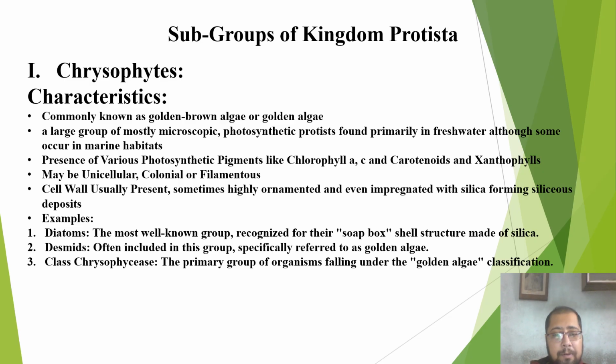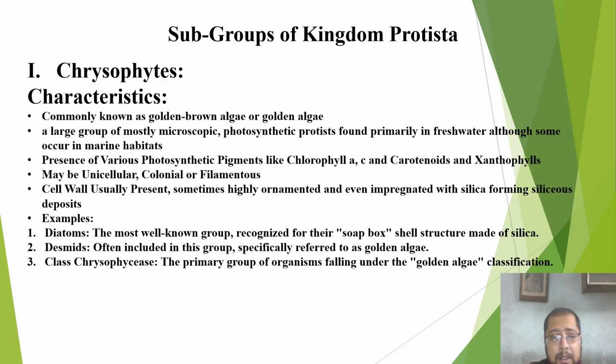They have a large variety of photosynthetic pigments like chlorophyll a, c, carotenoids like beta carotene, and xanthophylls like myxoxanthin, diatoxanthin, diadinoxanthin, fucoxanthin, etc. They may be unicellular, colonial, or filamentous. They usually have a cell wall which is sometimes highly ornamented and even impregnated with silica, forming siliceous deposits.